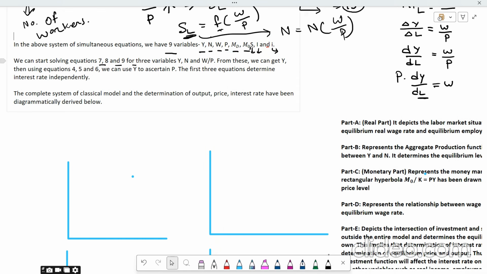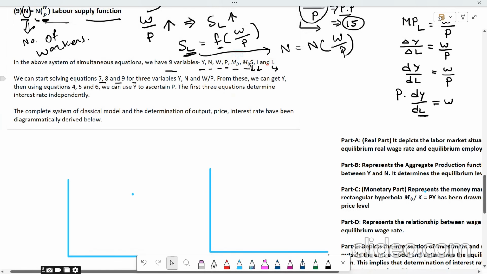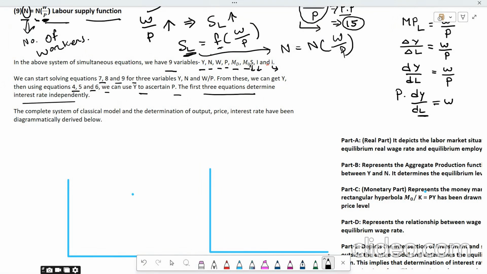By solving the equations 7, 8 and 9, we can find out y, n and w by p. From this we can get y. Then using equations 4, 5, 6, we can use y to ascertain p. The first three equations determine the interest rate independently.